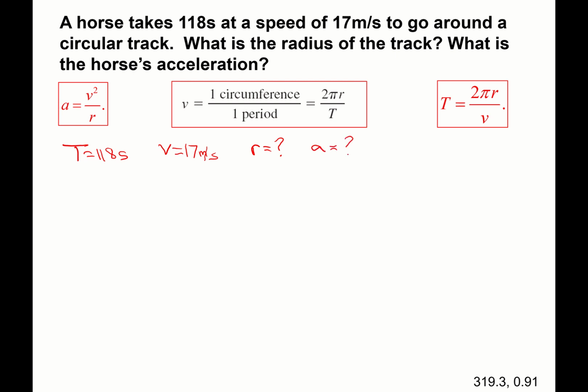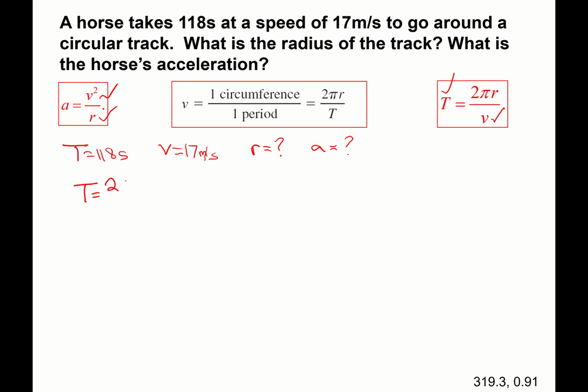So now we've done the G step, let's do the O step, which is organizing, figuring out which equations we're going to use. Well, I know T and I know v. So I could use the equation on the right to give me r. And then once I know r, I could plug it into the equation on the left to give me a. So let's do that.